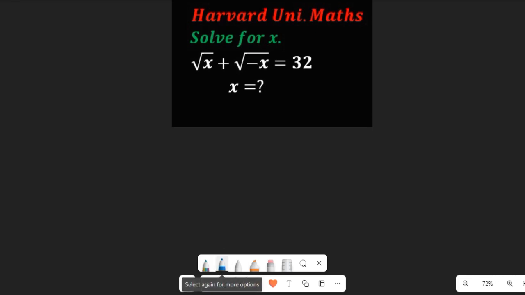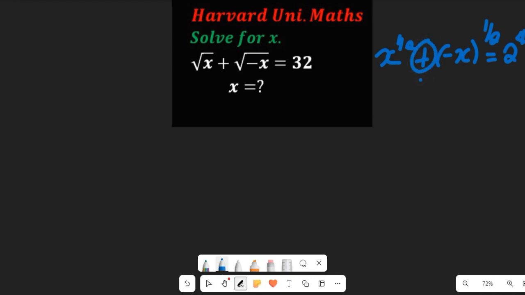Have you wondered how we can simplify an expression like this for the value of x? Maybe I can take x to the power of 1/2 plus negative x to the power of 1/2, and this is going to give me 2 to the power of 4, right? 2 to the power of 4 is 32. But then I have a positive sign here. Assume this is a multiplication sign, it would have been easy for me to simplify these two expressions. That, by the way, means that this will not work out well.